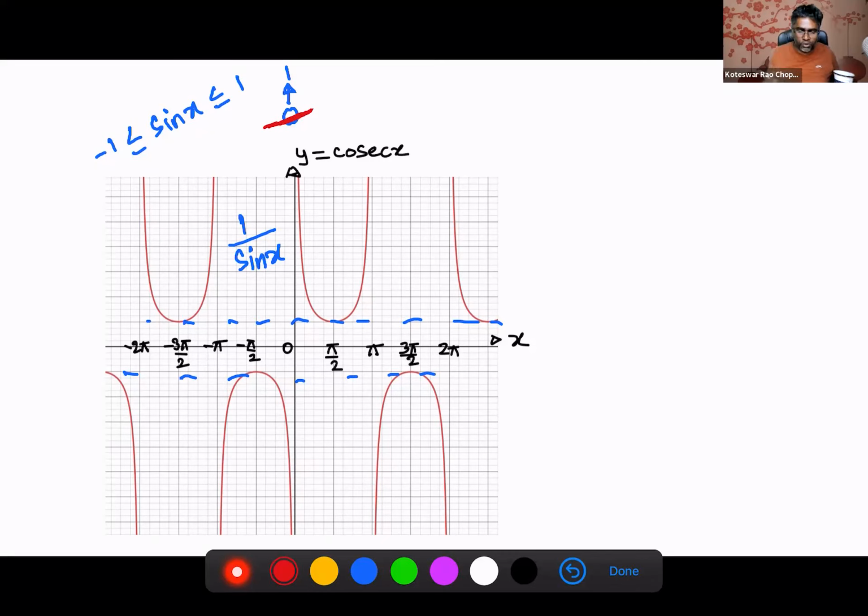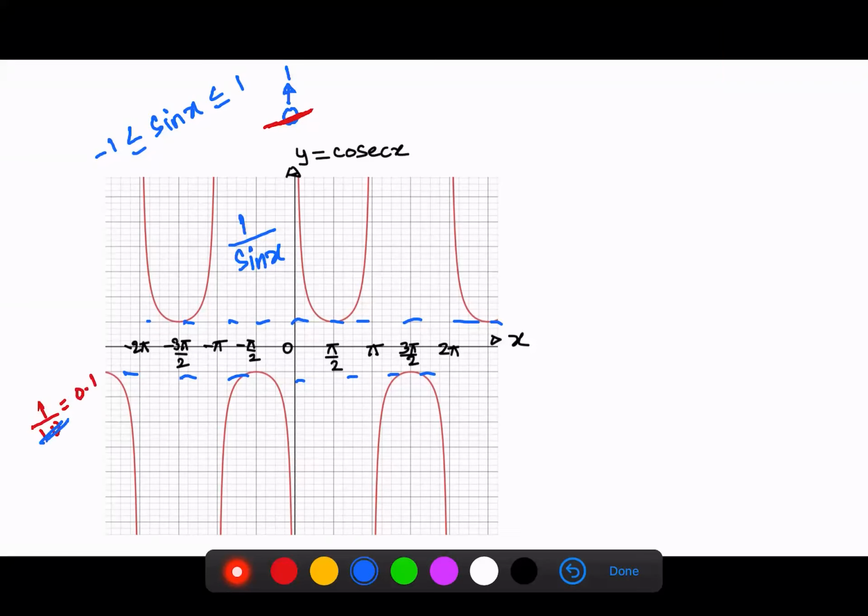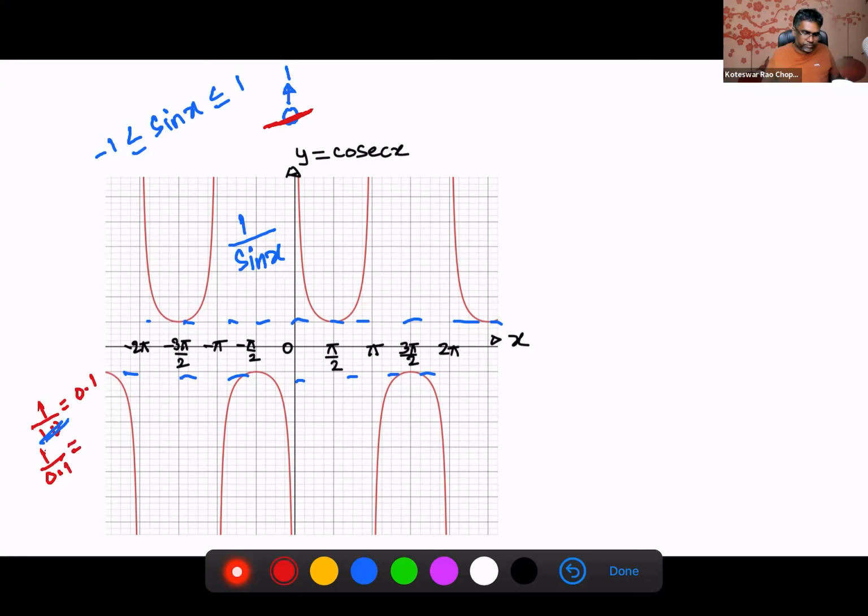Let's try to do one thing. Suppose I divide 1 by 10, I'll get 0.1, right? But this is completely ridiculous, right? We will never get sin x equal to 10. So this is bad. I should not be giving that example at all. But let's say I take 1 by 0.1. What will this be? It will be 10 by 1, so 10.